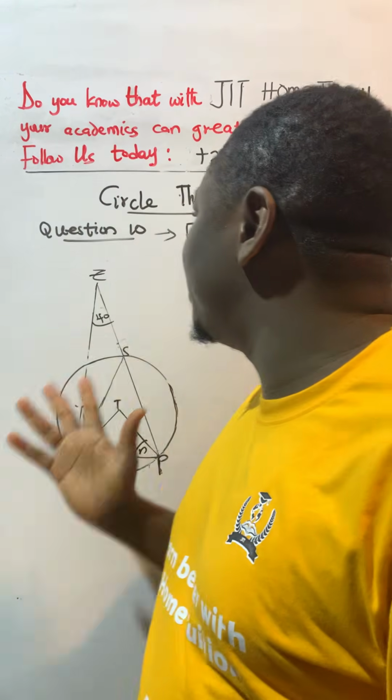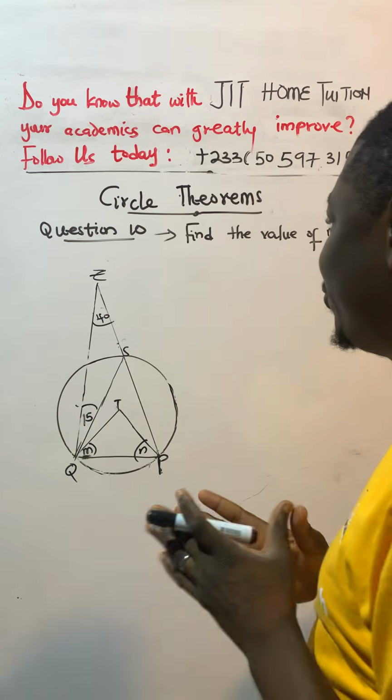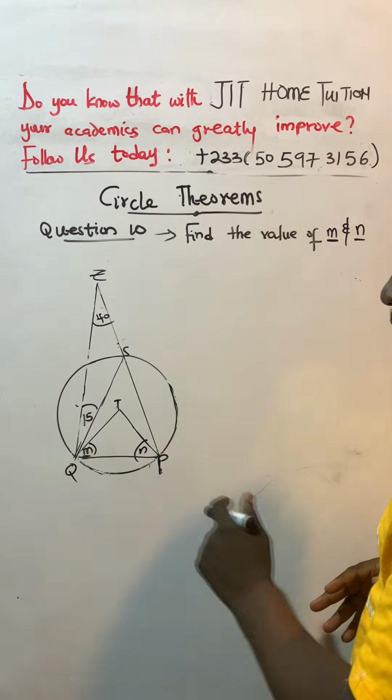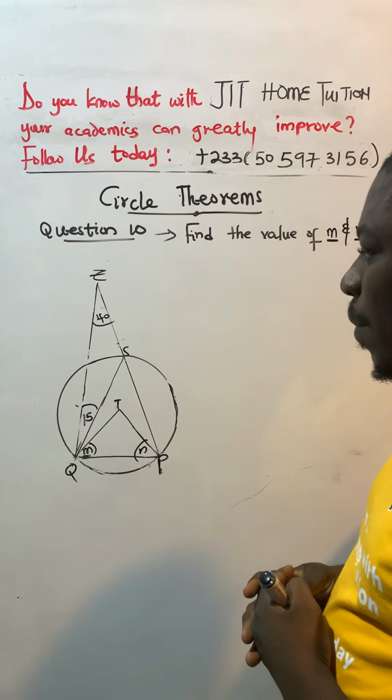So today we have this question on the board to solve. It's under circle theorem. That is what we are doing this month. The question says: find the value of m and n. Look at where m and n is. So now how do we go about with it?